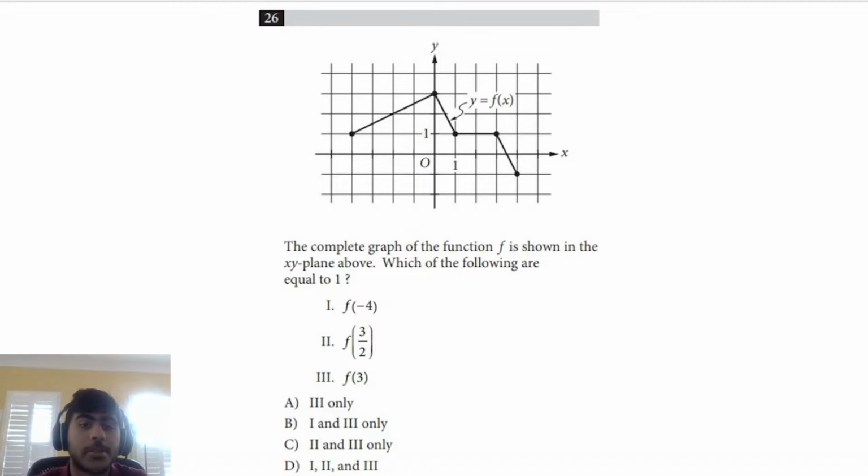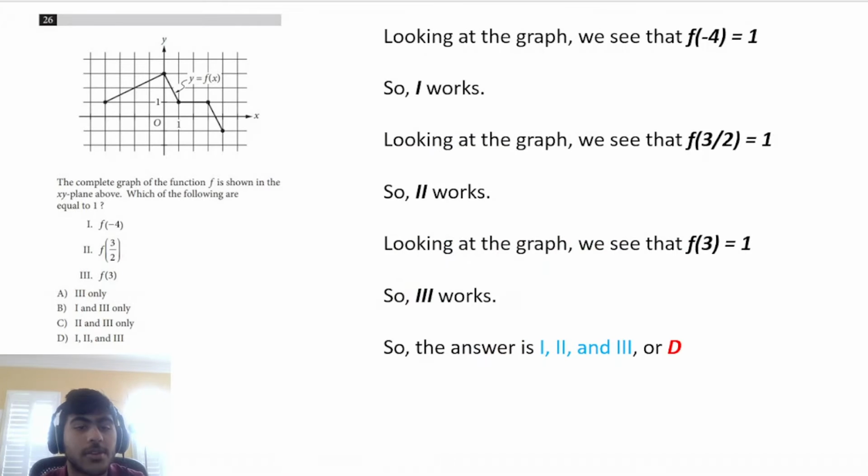Let's go to question number 26. The complete graph of the function f is shown in the xy plane above. And we're asked which of the following are equal to 1. Well, we can simply look at the function and evaluate each one of these values.